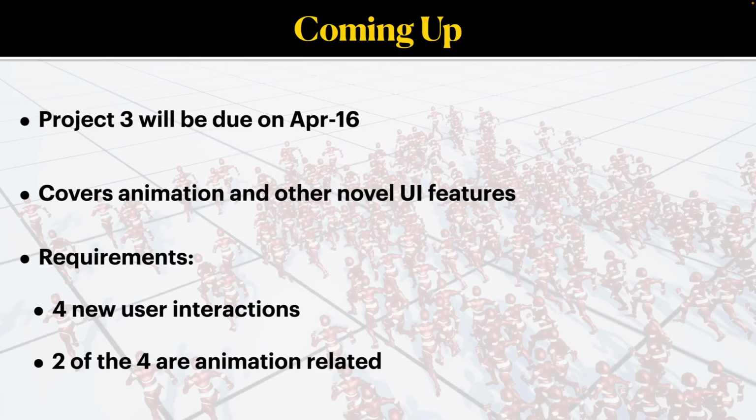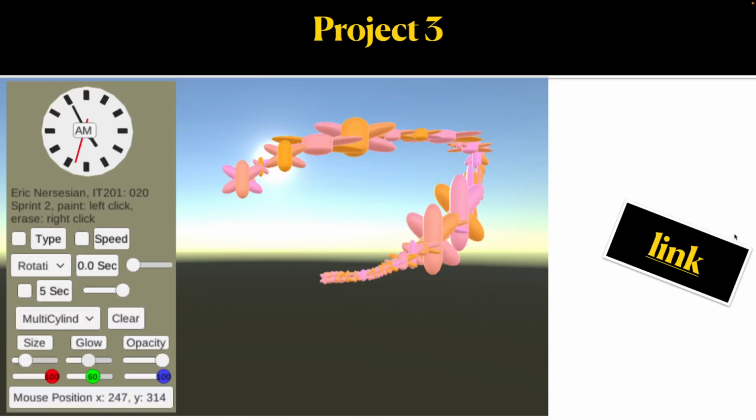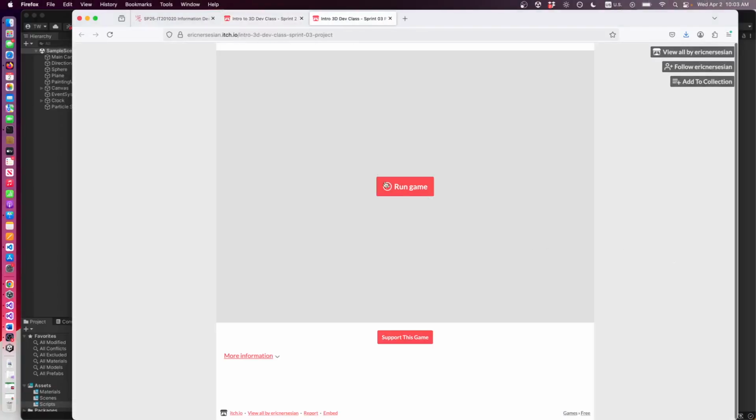So Project 3 is out and due in 2 weeks from today. Project 3 has a couple of new UI elements. We're gonna go over that in a second. Basically, Project 3 covers 4 new user interactions, 2 of which are animation related. Here's a demo of Project 3, just so you know what it's like.